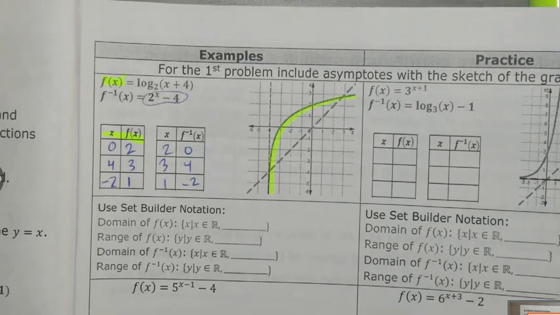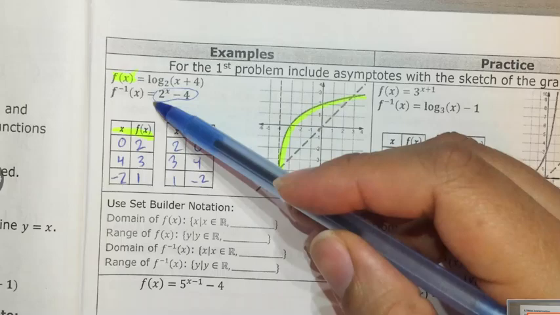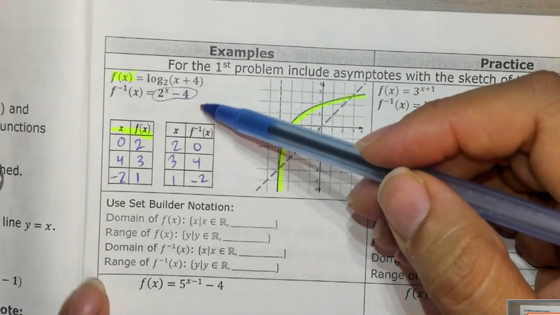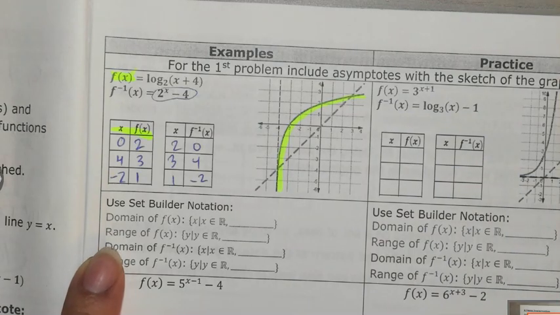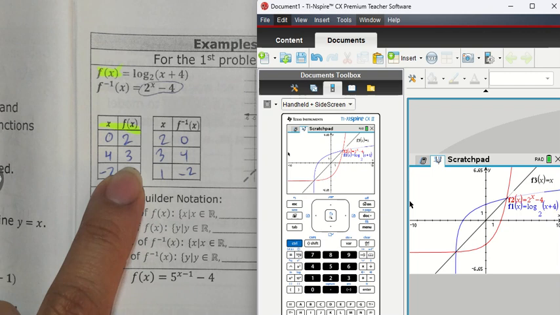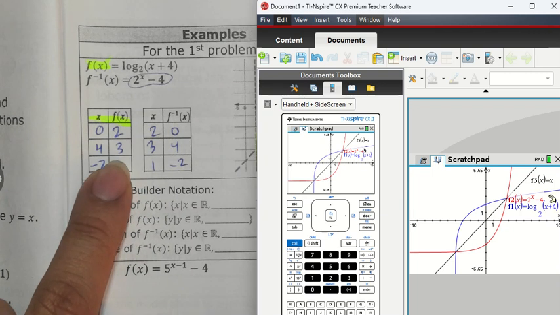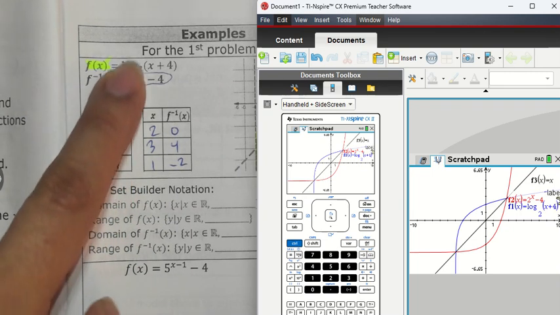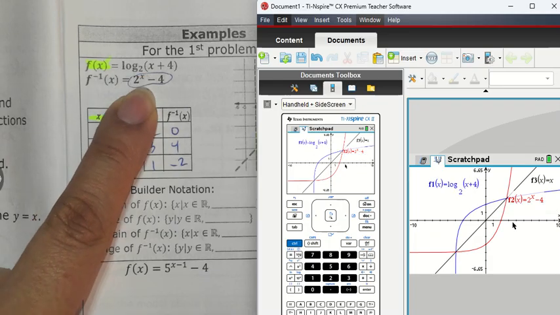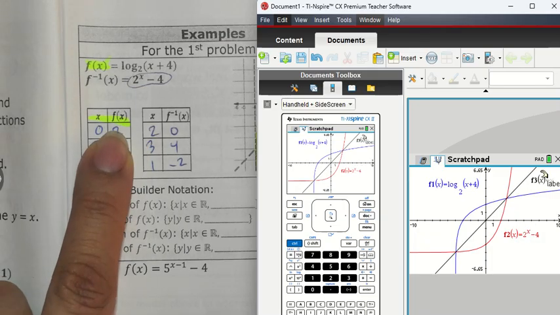So here we have an example that was graphed for us already. I went ahead and graphed this in a calculator, and then I traced the points to get these values of the table. So let me just show you. Here is the log base 2, that's the blue graph. And then the red one is the inverse. And then I drew the black one just to show you how it's across the reflection line.